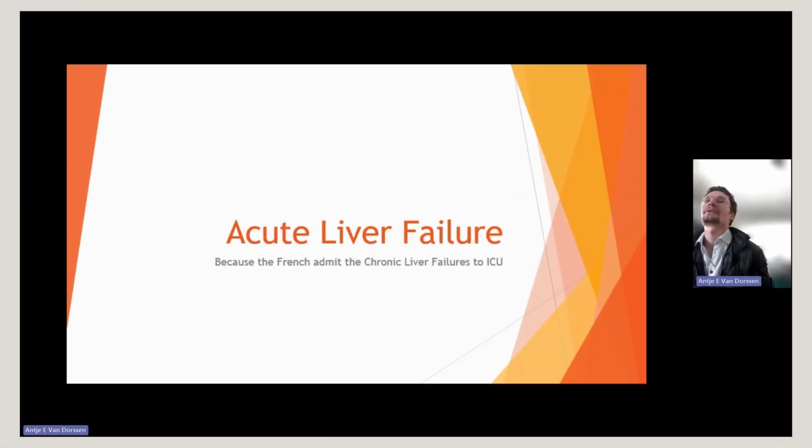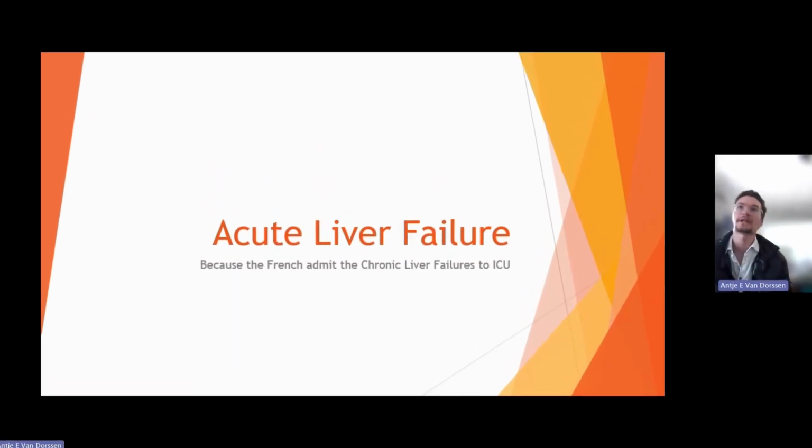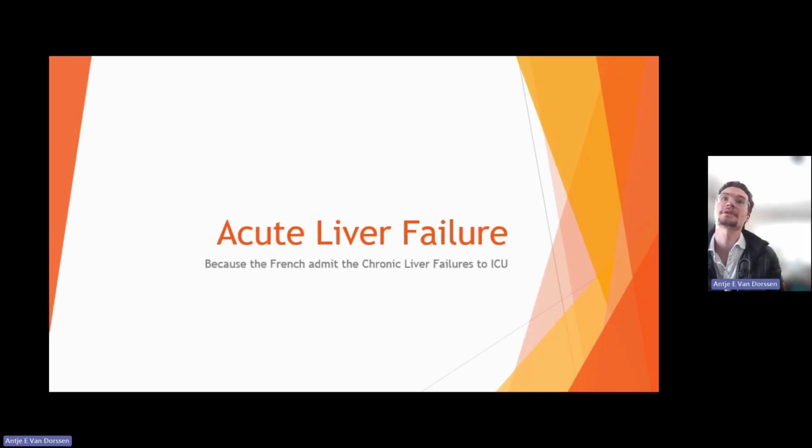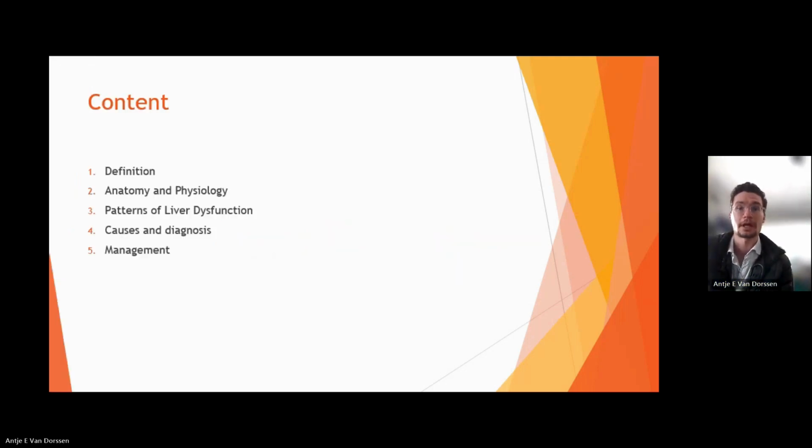This is a topic we do see fairly frequently in the ICU, or at least with a thought process about it. A lot of the management of these cases is supportive, and then a lot of it is about the specific cause. So today we're going to go through these topics quickly: the definition, some anatomy and physiology, some patterns of liver dysfunction, causes and diagnoses, and then some management.